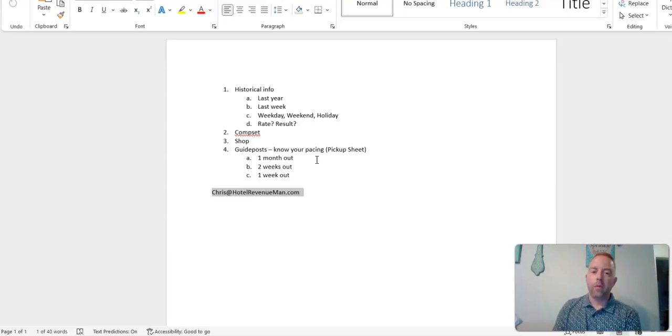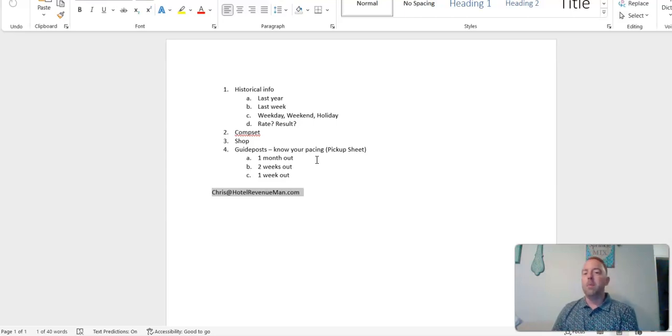If I have information from last year for this date, for April, I've got a good idea for weekdays and weekends where I know exactly what the rates were and what they produced. For instance, if I had a $100 rate on the third weekend in April and we were 70% full, then I know I'm probably going to be about $100. And maybe if I lowered it to 90, maybe I can get it to 80% occupancy. So as a revenue manager, I'm a professional guesser.